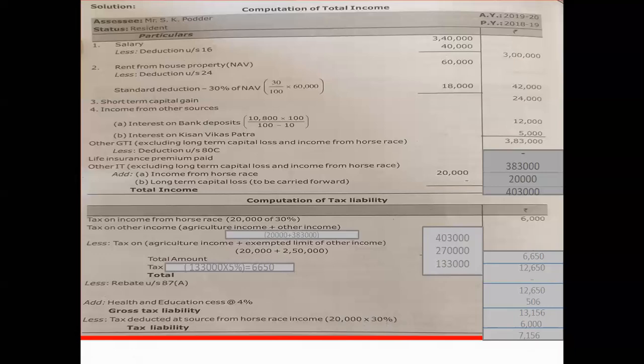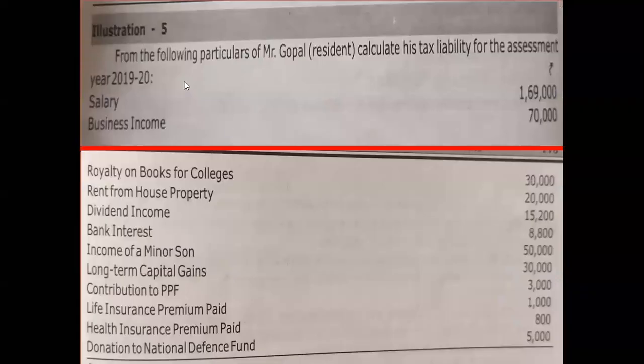So next we'll see the next problem, that is problem 5. From the following particulars of Mr. Gopal, resident, calculate his tax liability for the assessment year 1920. So they have asked to calculate the tax liability. Here they have not mentioned the age or any slab rates, so it is nothing but an individual whose age is less than 60 years. Based on that, we need to calculate the tax liability.